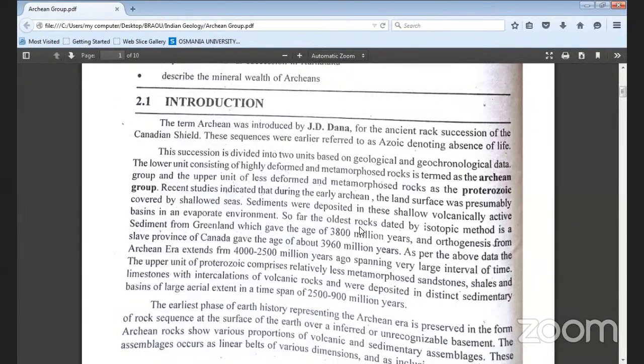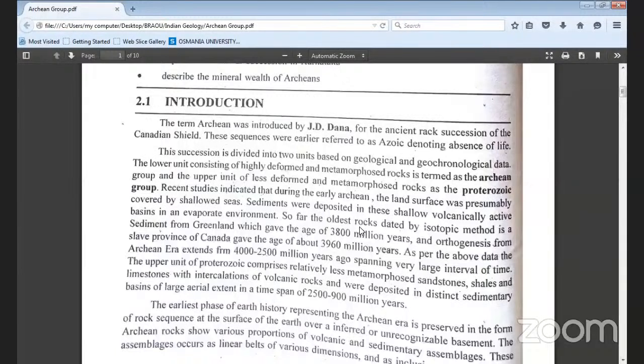And recent studies have indicated that in the early Archean, the land surface was presumably covered by shallow sea. Some sediments were deposited in these shallow, volcanically active basins in an evaporite environment.